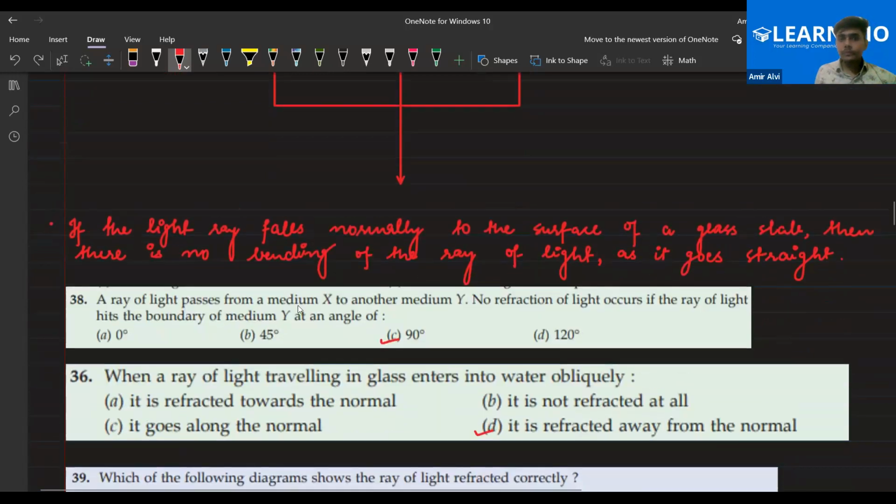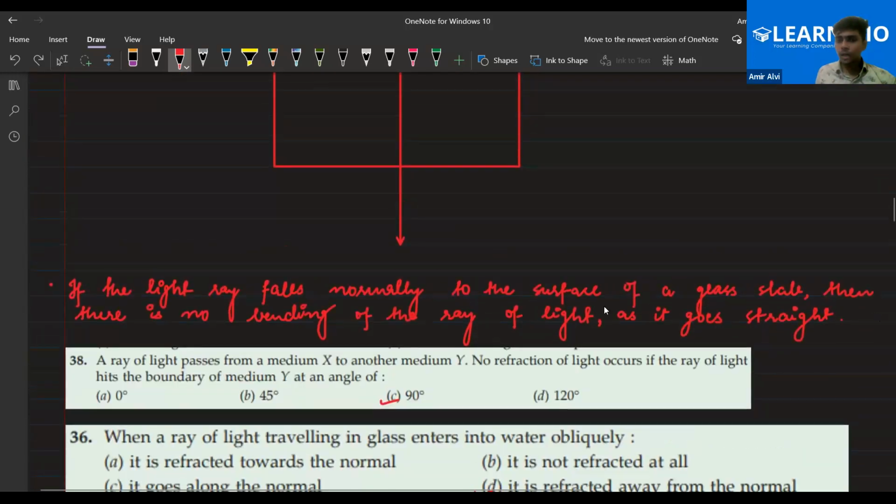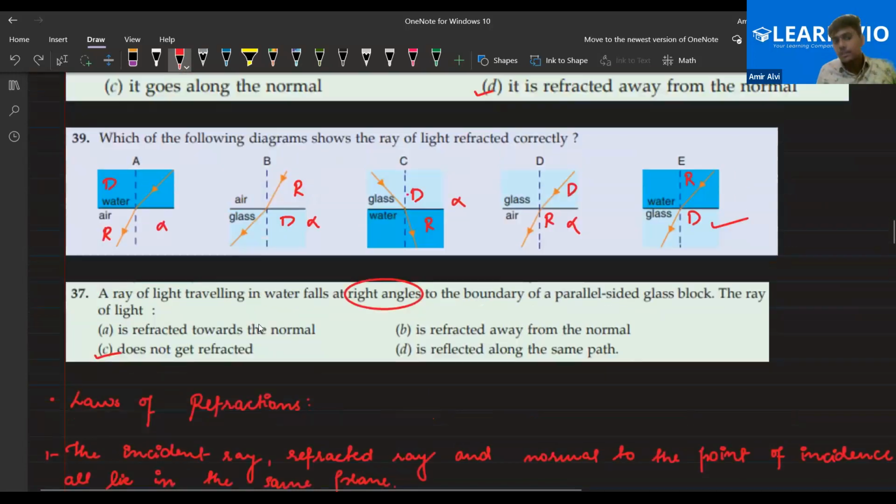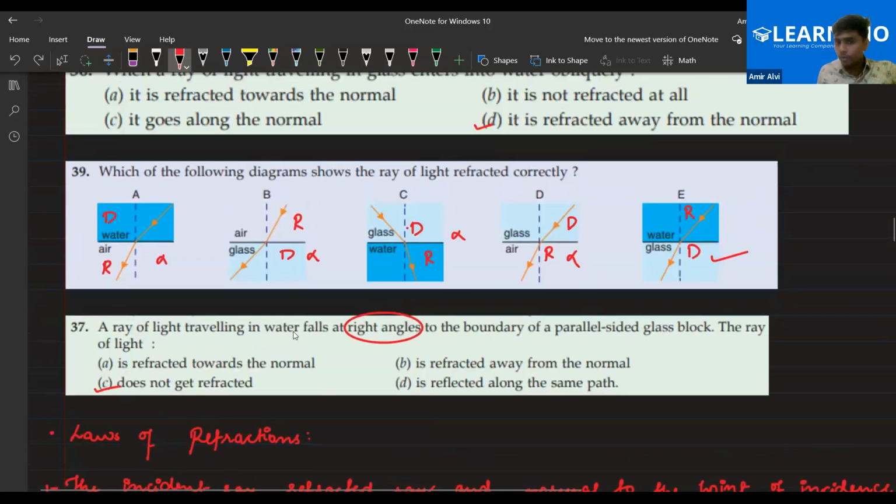Okay, so if the light ray falls normally on the surface of a glass slab, then there is no bending of the ray of light as it goes straight. Right, everyone? Sure, that's great. So this is the same question: a ray of light traveling in water falls at a right angle to the boundary of a parallel-sided glass block. In this case, it already says right angle, so the ray of light will not refract at all. Right, everyone?